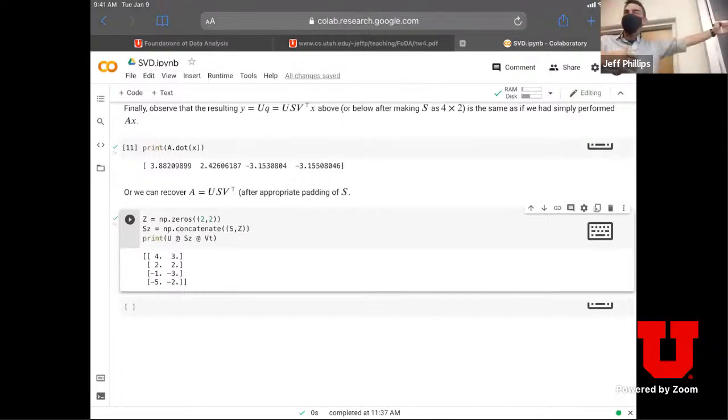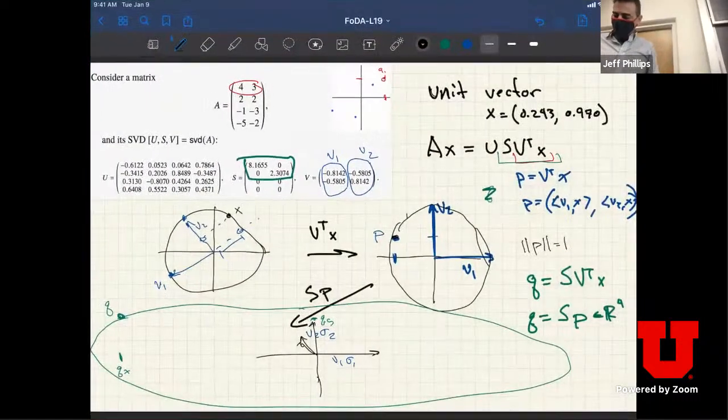Again, very straightforward. You'll be asked to do some stuff like this, but once you get around the way that S is represented, it shouldn't be too hard to work with. Okay, and that's linked off the web page.